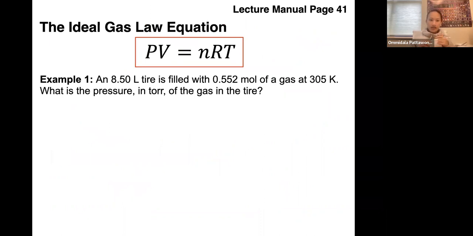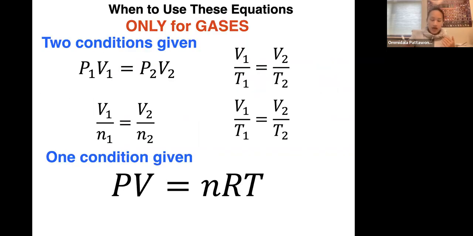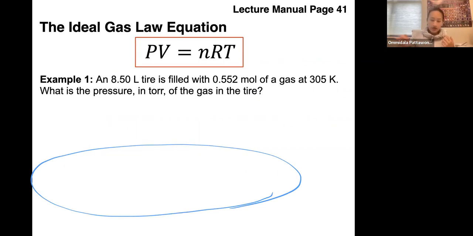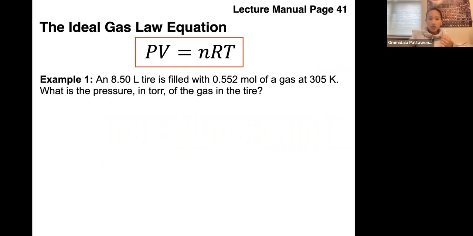In example one, it's giving you volume, mole, and temperature, and asking you for pressure. In this case, there are no two values of anything. Everything is given as just one value of volume, one value of mole, one value of temperature, and we're asking for one value of pressure as well. So in this case, we are going to use the one-condition law, the ideal gas law, PV equals nRT, to help us.